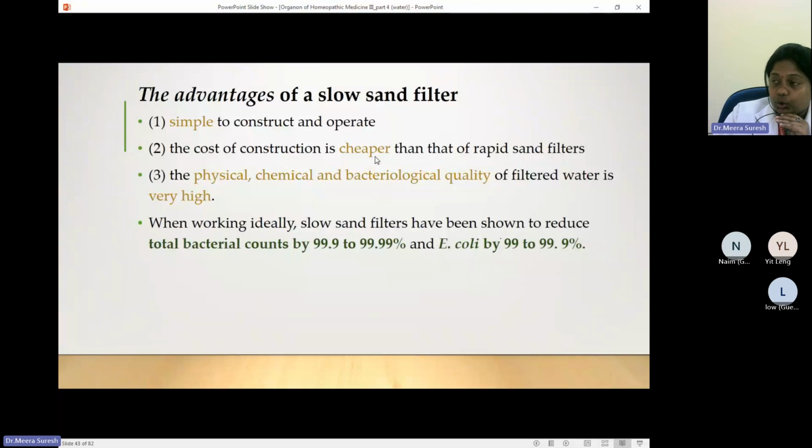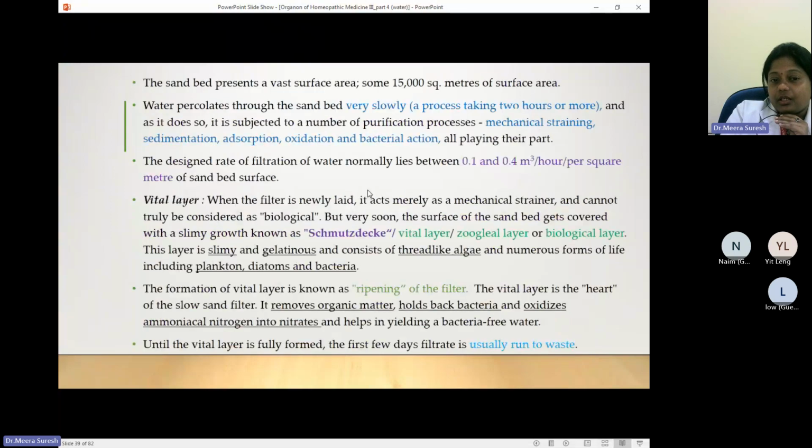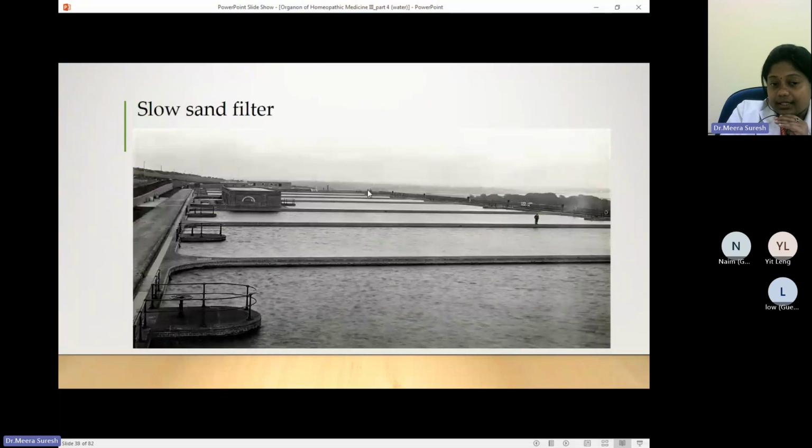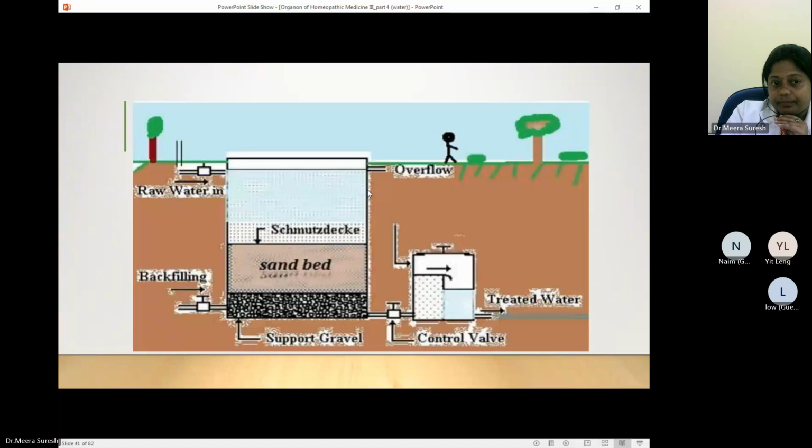But when we go towards rapid sand, we'll see it is highly costly to make, and the maintenance is difficult. Then another feature of slow sand filter is that it requires a lot of area. You already saw in the picture. It requires a lot of area, but in case of rapid sand, it doesn't require much area.